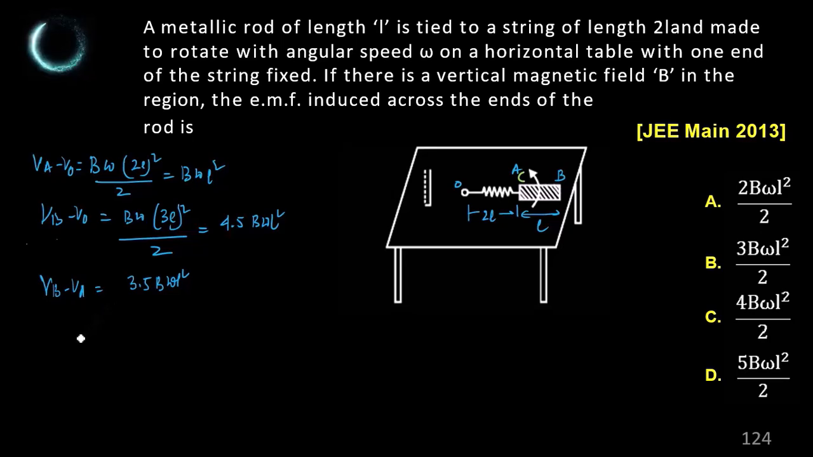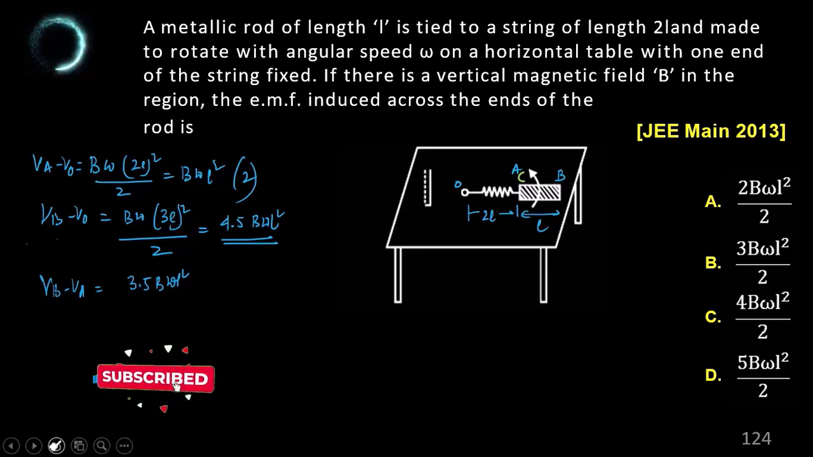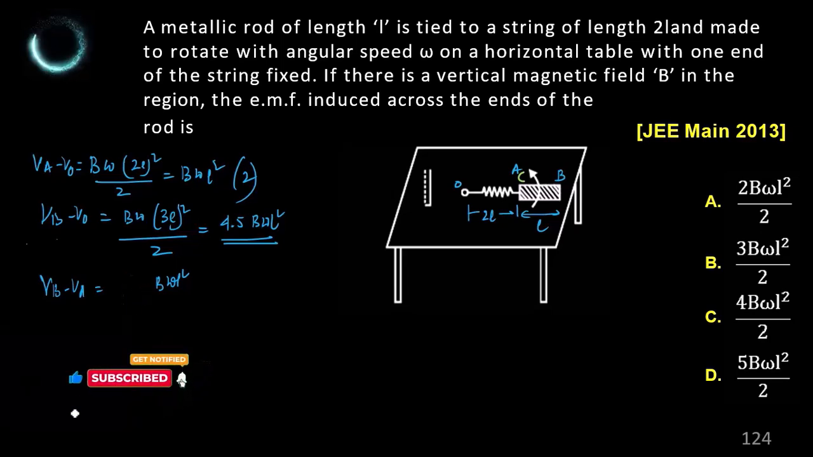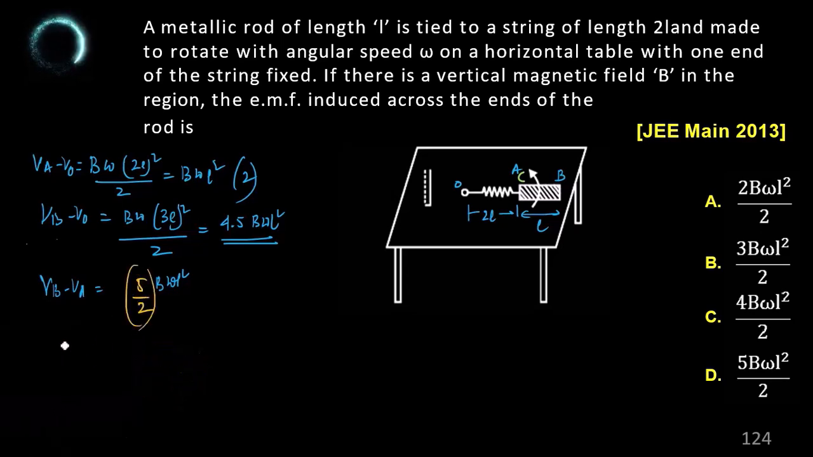7 by 2. ভুল করেছি, হ্যাঁ? কোথায় 2 হবে বলতো? কেন 2 হবে? কোথায় 4 by 2 আছে? B omega, প্রথমটা 2 হবে, রাইট? এখানে 2 হবে, সো এর 4.5. তো 4.5 minus 2 means 2.5, মানে 5 by 2. না, এটা 5 by 2. আজ এই ক্যালকুলেশন খারাপ হচ্ছে, বড্ড ভুল হচ্ছে. So VB minus VA is 5 by 2 B omega L square, means option number D. Okay.